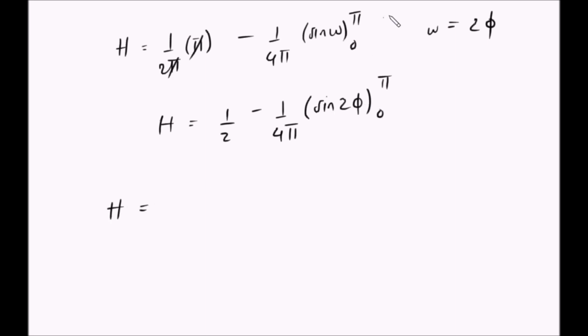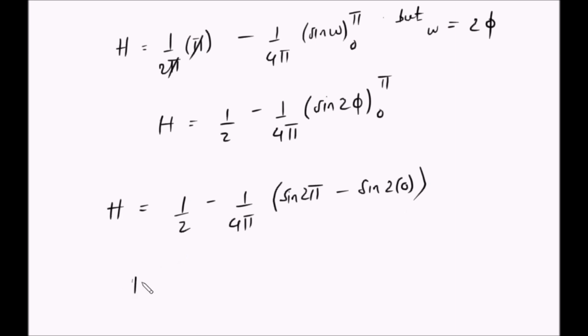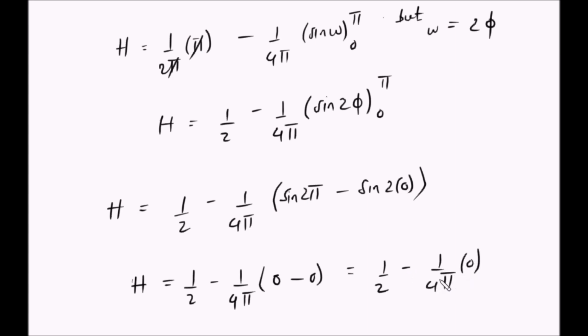So our h will be 1 over 2 minus 1 over 4 pi. So it's going to be sin 2 pi minus sin 2 times 0. There. So our h will now be 1 over 2 minus 1 over 4 pi. So 2 pi is 360, sin of 360 is 0. 2 times 0 is 0. Sin of 0 is 0. So it's going to be 1 over 2 minus 1 over 4 pi times 0. So 1 over 4 pi times 0 is 0.